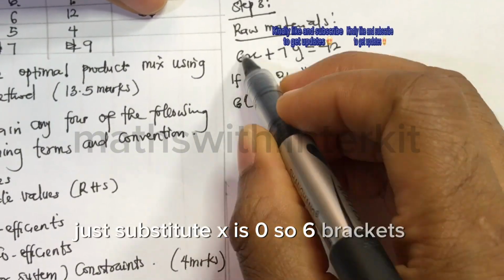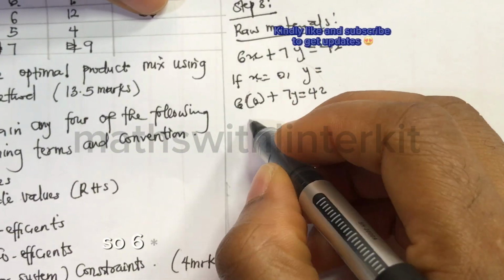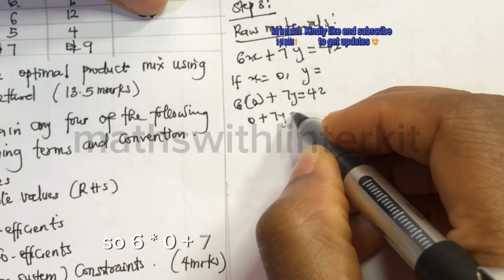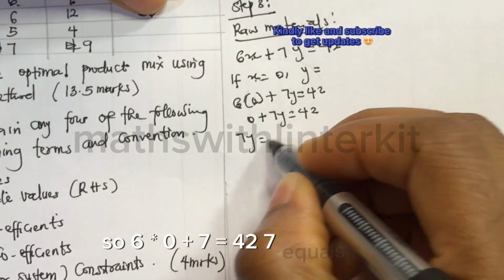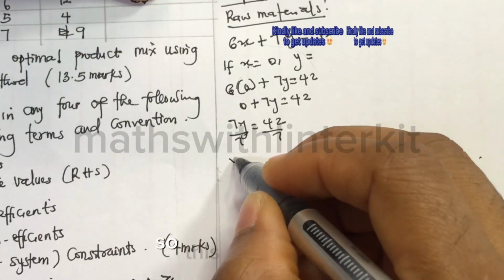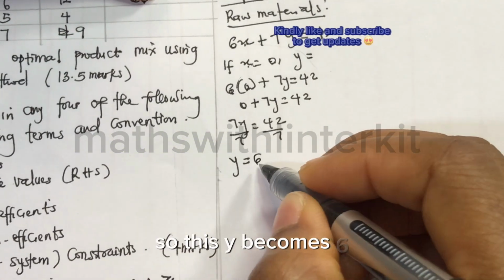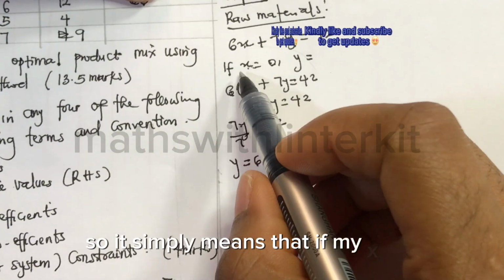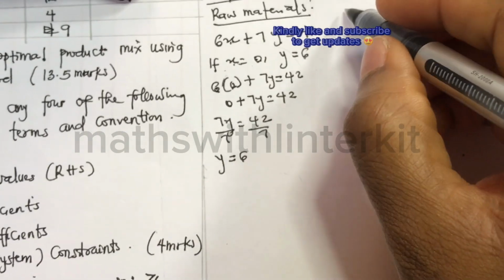So 6 times 0, that will be 0, plus 7y equals 42. So the coefficient of y is 7. So divide both sides by 7. So this y becomes 6. So it simply means that if my x is 0, my y becomes 6.